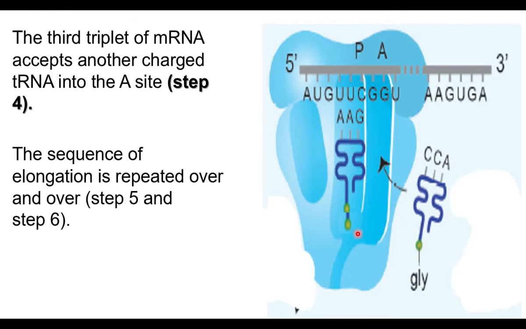This process will repeat. This sequence of elongation is repeated over and over: step 5, step 6 and step 7. When the fourth tRNA comes, 4 amino acids will be added. When the fifth tRNA comes, 5 amino acids will be added. When the tRNA comes, it adds an amino acid. Whenever the tRNA reads the codon, it brings one amino acid. The amino acid is added to the growing polypeptide chain. As the amino acids are added, the polypeptide chain grows.